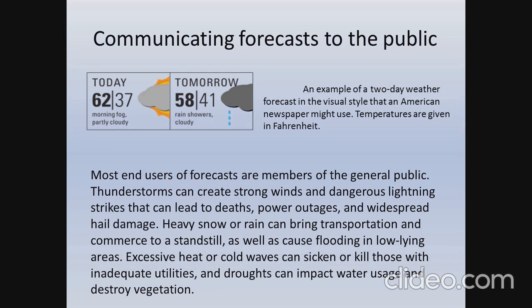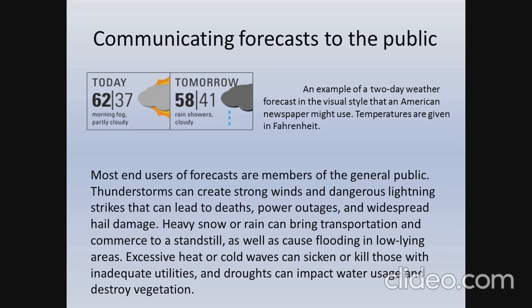Most end users of forecasts are members of the general public. Thunderstorms can create strong wind and dangerous lightning strikes that can lead to death, power outages, and widespread hail damage.